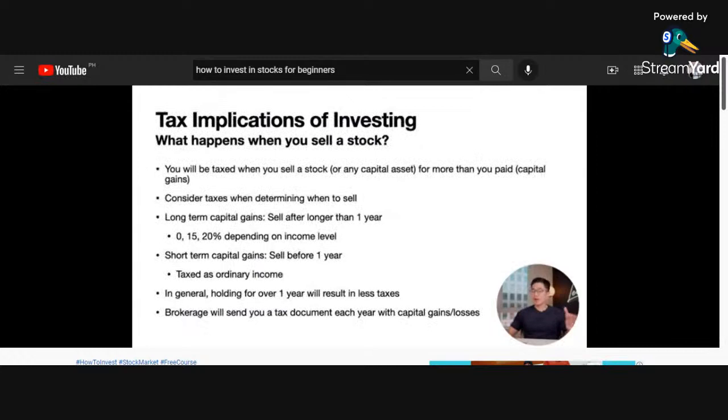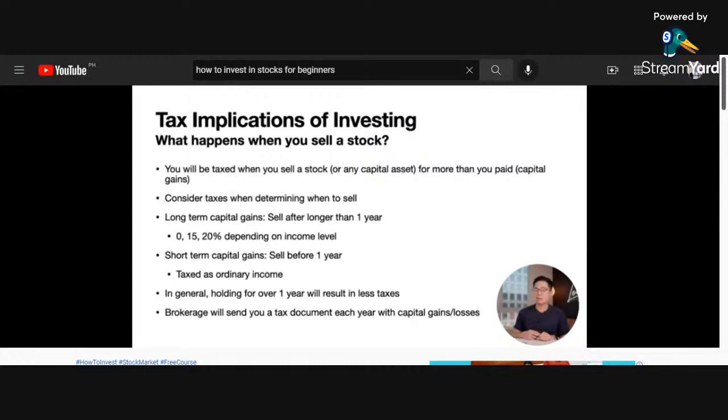So let's also talk about the tax implications of investing. What actually happens when you sell a stock? When you sell a stock or any capital asset, you will get taxed if you sell it for more than you actually paid for it, right? That constitutes a capital gain. So when you are determining whether or not you want to sell a stock, you really should consider the tax implications. You will owe some taxes if you made money on it.